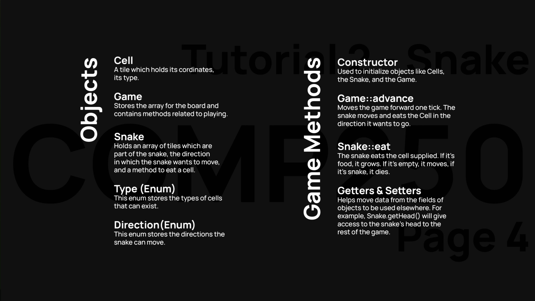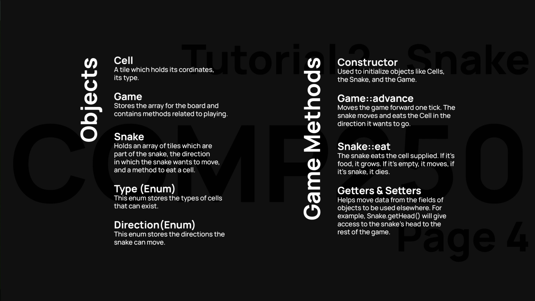So here are the objects that I thought of to make our snake game. The important objects are a cell, which holds either a snake, a food, or nothing. The cells also hold the coordinates of where they are on the map. Then there's the game object, which stores the board and methods related to playing on the board. The snake object, which takes care of which parts of the board are the snake, where the snake moves, and when it eats, stuff like that. And then we use two enums for the type of the cell and the direction in which the snake is going to move.